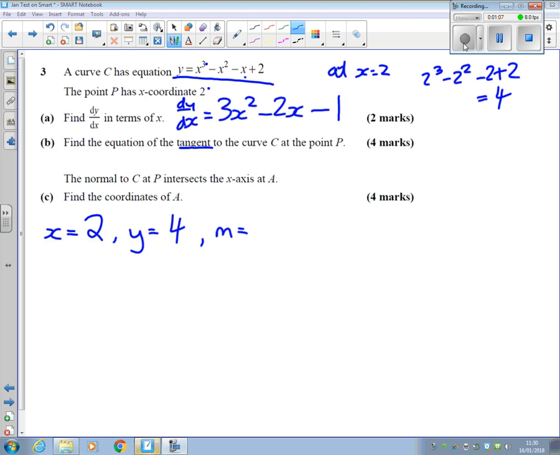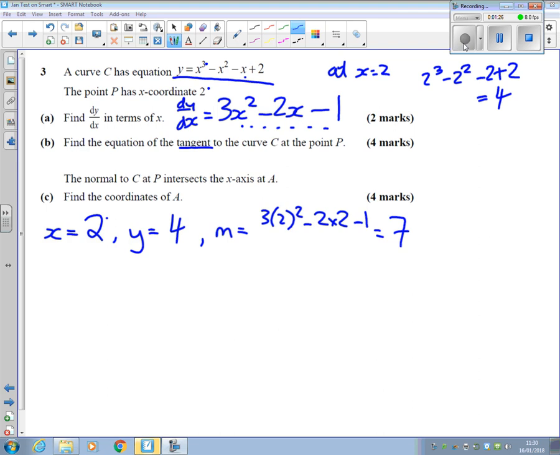We also want to know the gradient. And the gradient is putting the 2 in the gradient formula, what we just differentiated to get. So we've got 3 lots of 2 squared, take away 2 times 2, take away 1. Tap on the calculator if you're not sure. It works out to be 7.